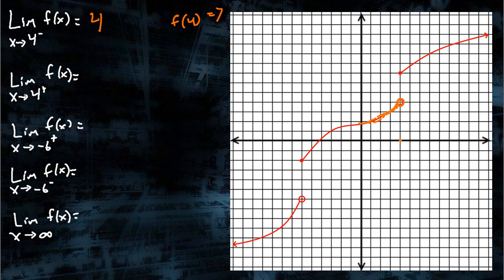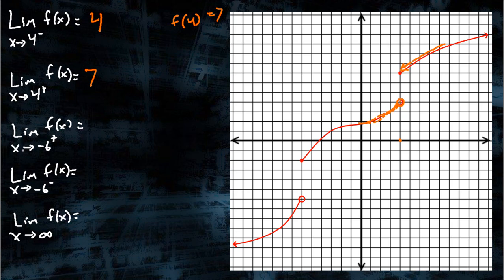But what if I go to 4 from the right-hand side? Well, if I go to 4 from the right-hand side, now I'm approaching 7. Okay, that there's a hop here doesn't change how I do it.